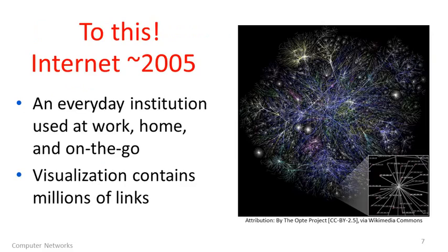This is a visualization of the internet around 2005. And by this time, the internet has turned into an everyday institution. It's something that nearly all of us use. We use it at work, at home, and while we're on the go. Now, actually, no one knows what the internet looks like anymore at this scale. This picture really is a visualization that's based on just a data set that's been gathered to give a good approximation of what the internet looks like. And you can see it looks more like a star chart with millions of links in there. So it's really quite an amazingly complicated structure nowadays.